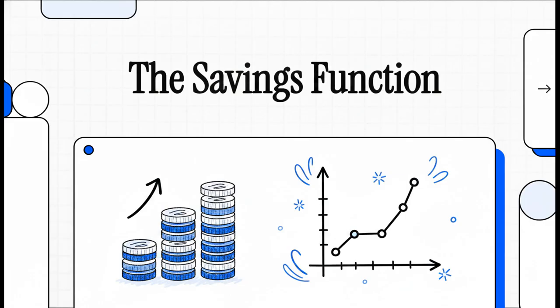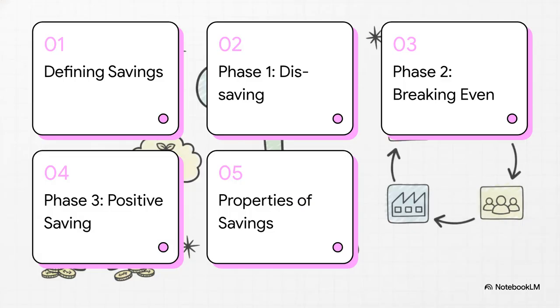By the time we wrap up, you'll see exactly how an economy's wealth-building engine is perfectly mapped onto one really elegant little graph. So here's our game plan for today. First, we'll define the savings function. Then we'll walk through phase 1, the dis-saving zone, phase 2, breaking even, and phase 3, positive saving. Finally, we'll wrap it all up with the core properties of savings. Let's get right into it.